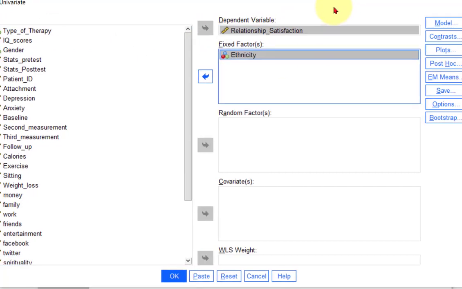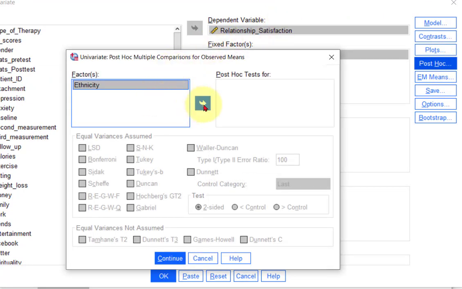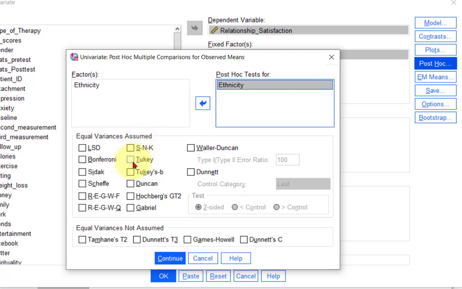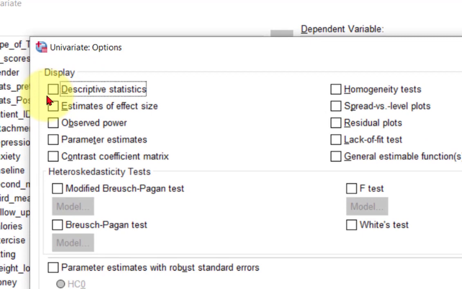And our fixed factor is your nominal variable. It's your ethnicity. And basically we want post hoc tests. Post hoc tests, you need at least 3 groups. That's why we don't run post hoc tests on t-tests, because basically these are all t-test-like. And we want options. Okay, that gives us descriptives. This gives us effect size. Remember, effect size is the percent of the variance that you can explain. And power tells you basically if your sample size is large enough.